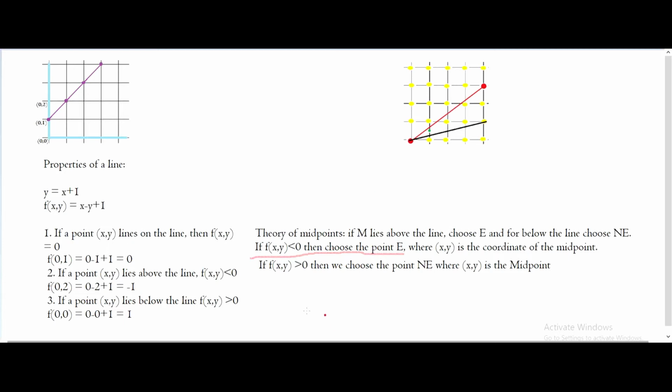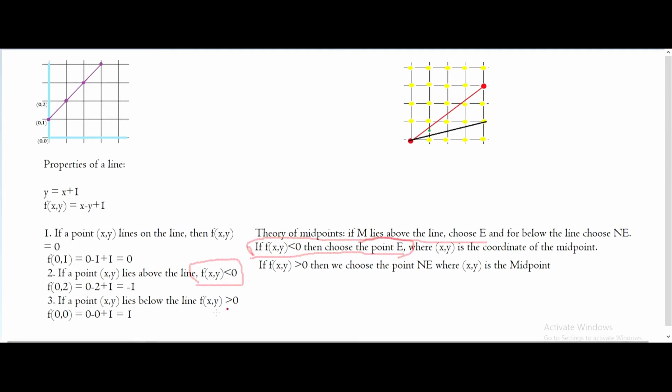We've established that if f(x,y) is less than 0, then a point will lie above the line. And we've established here that if a point lies above the line, we choose E. So yes, we can actually say this: if f(x,y) is negative, then we choose the point E.